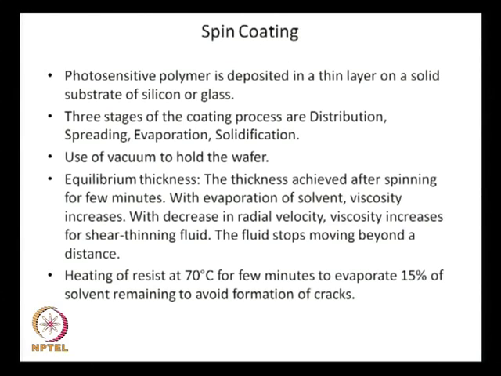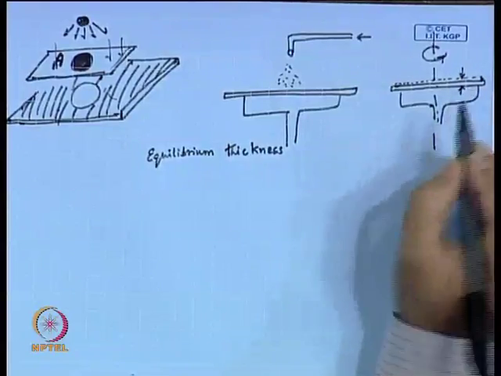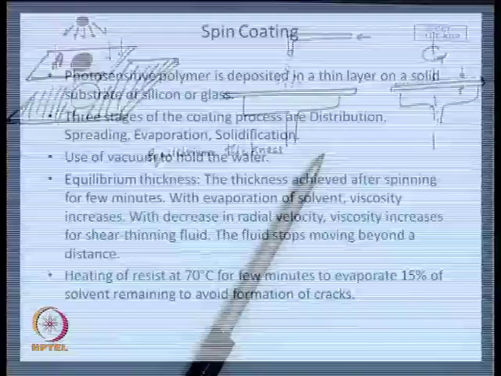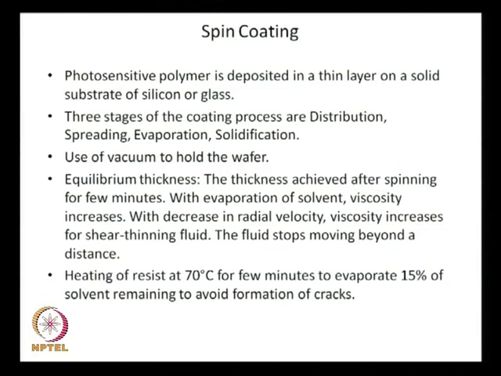So, that means you spin this wafer with the resist material on it, and you see there is a coating developing. This thickness here is referred to as the equilibrium thickness. So, with evaporation of solvent, viscosity increases. With decrease in radial velocity, viscosity increases for a shear thinning fluid. The fluid stops moving beyond a distance.